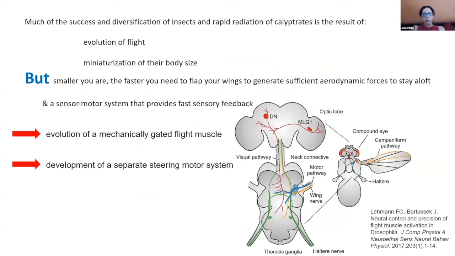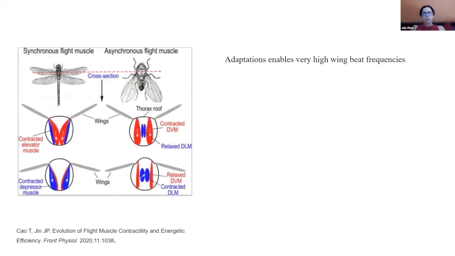However, the problem arose where the smaller your body became, the faster you had to flap your wings to generate sufficient aerodynamic force to stay aloft. It also meant that you need to evolve by having a sensory motor system that provided fast sensory feedback to keep up with this fast flight. So as a result, we saw the evolution of mechanically gated flight muscle and the development of a separate steering motor system. So along came the asynchronous flight muscle, which 75% of insects now have this type of muscles.